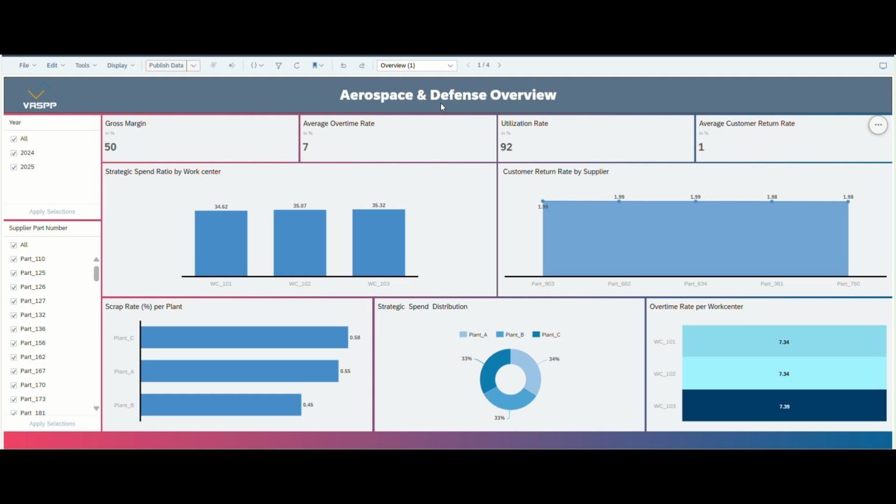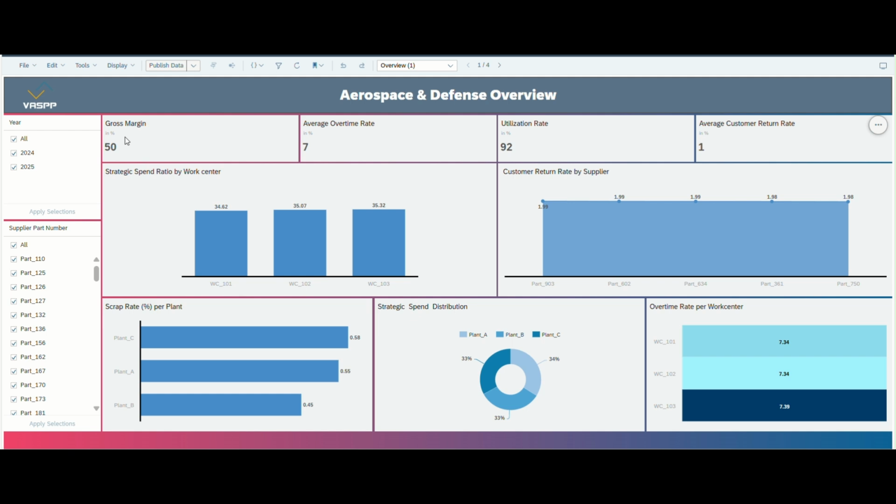Welcome to the operational nerve center of your aerospace manufacturing function, a dashboard designed to monitor cost drivers, workforce efficiency, and quality metrics in real time. We begin with profitability, where your gross margin stands at 50%. For an industry driven by precision, regulation, and custom engineering, often pushing costs higher, this is an impressive figure. It reflects well-optimized production cycles and strong cost control across your operations.